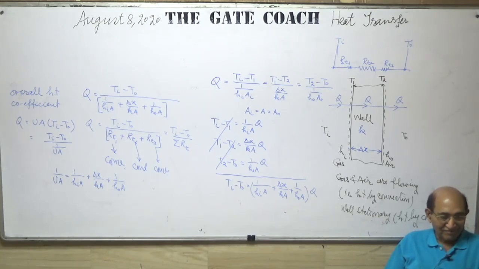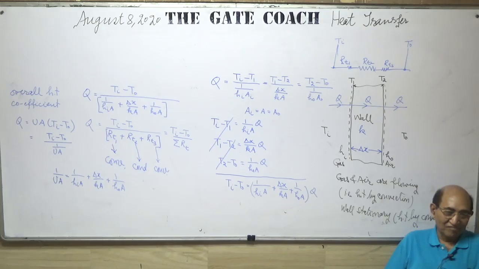So in conduction, which area is taken? Area normal to the direction of heat transfer. It was written and also told that this is the wall, this is the heat transfer, heat transfer and this wall area are normal to each other.